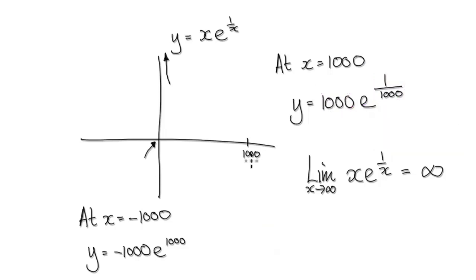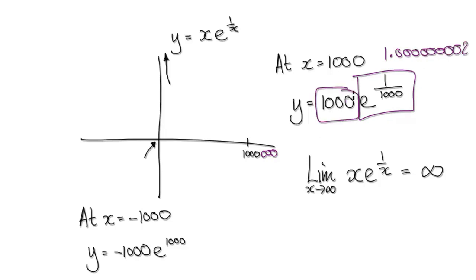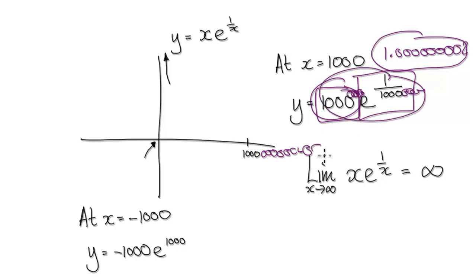Okay, if 1000 is not big enough, let's just imagine it's 1 million. So when you look at 1 million, this block here is going to be very, very close to 1. And then this thing here is going to be 1 million. So you can see 1 million times very close to 1 is going to be 1 million. If you look at 1 billion, then the whole thing here would be 1 billion. Whatever here, it's going to be very, very big, basically.